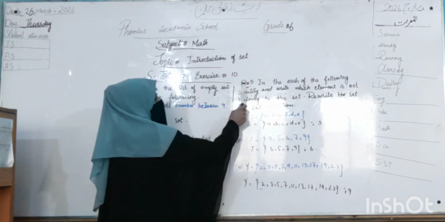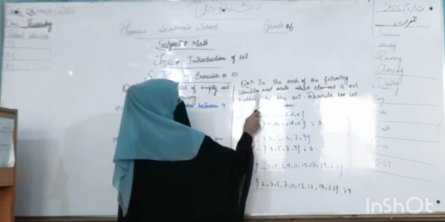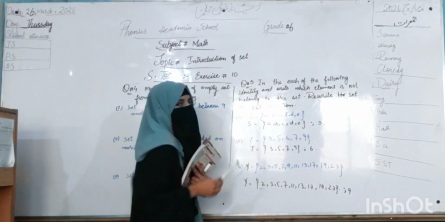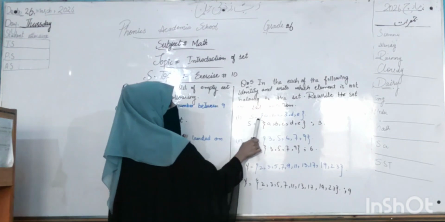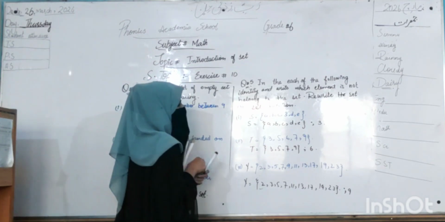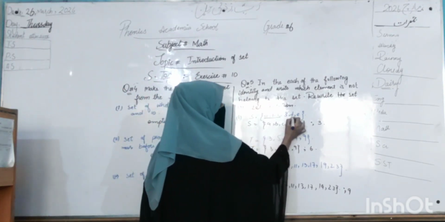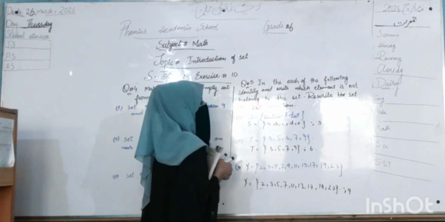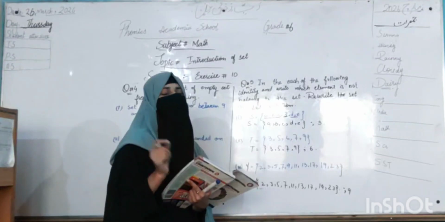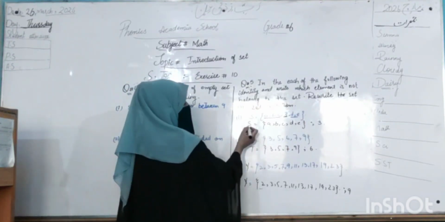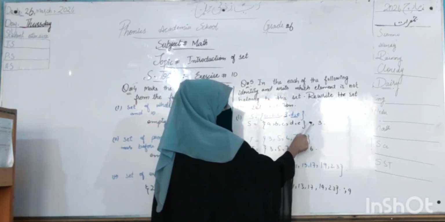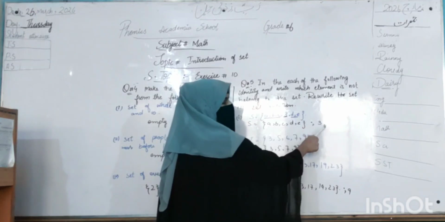So students, question number 5, in each of the following, identify and write the element that does not belong to the set and rewrite the set in set notation. Part 1, S is equal to {A, B, C, 3, D, E}. So students, you know that all of these are alphabet letters, but this one is a digit, a number. It's not an alphabet. So it means that 3 does not belong to this set. So we write S is equal to {A, B, C, D, E} in a bracket, and 3 does not belong to the set.